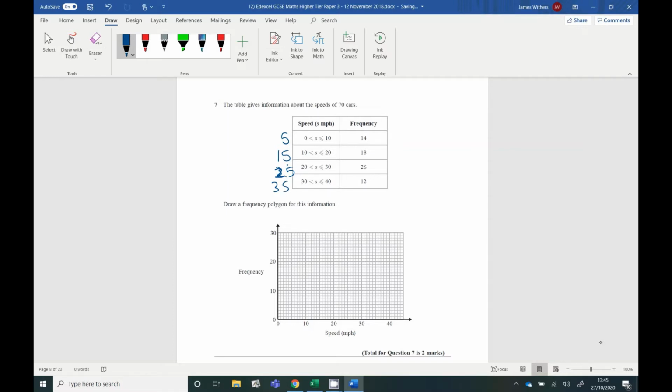So we're plotting 5 and 14, 15 and 18, 25 and 26, and 35 and 12. And then we just go and join these points up with straight lines. Best to use a ruler. Sorry, it's not easy for me to do a ruler. So just draw them together, and that's your answer.